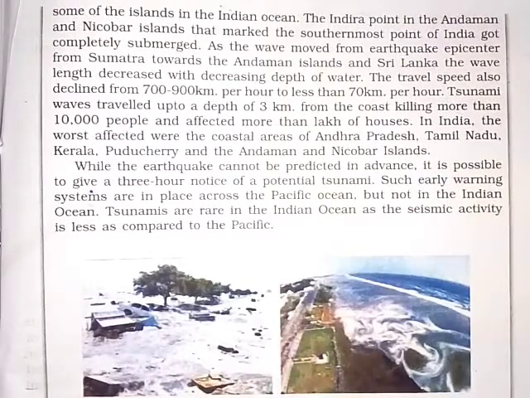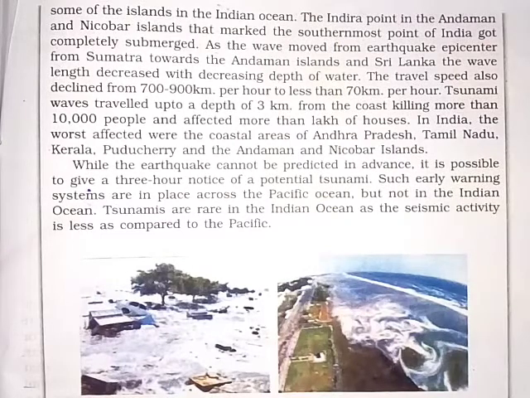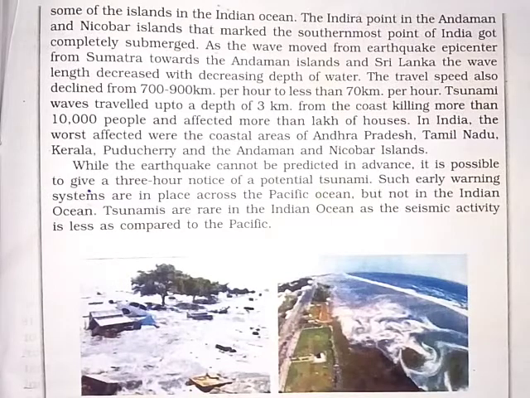The Indira Point in the Andaman and Nicobar Islands, which marked the southernmost point of India, got completely submerged as the wave moved from the earthquake epicenter in Sumatra towards the Andaman Islands and Sri Lanka. The wavelength decreased with decreasing depth of water. The travel speed also declined from 700 to 900 km per hour to less than 70 km per hour.